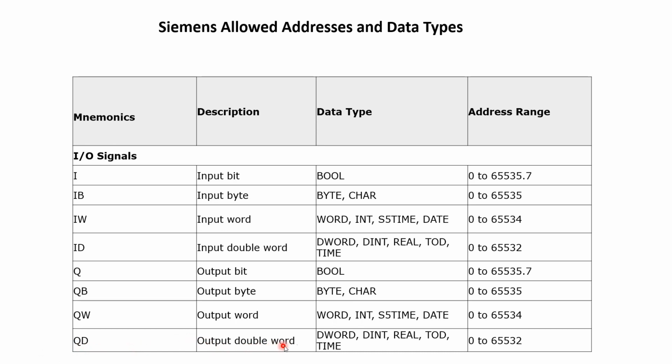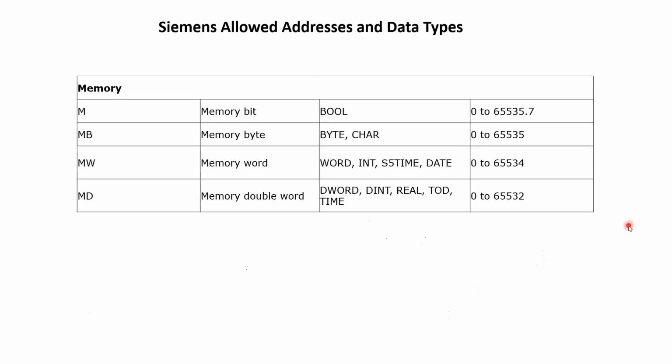QD is for output double word. Again, it's the same thing: double word, double integer, real, time of day, and time. This is the range. I hope you guys are following. Next slide. Memory.